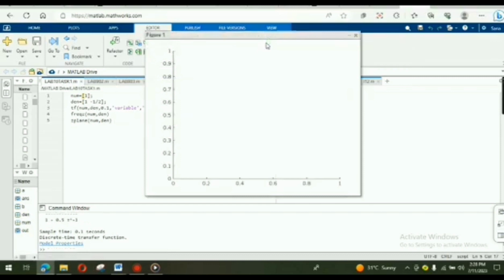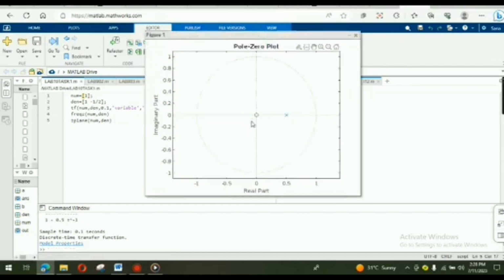Here we have, first of all, how to check the stability. Whenever we have to do so, we have to use the poles only. We don't have to use the zeros. Here, the circle is representing zeros and X is representing poles.